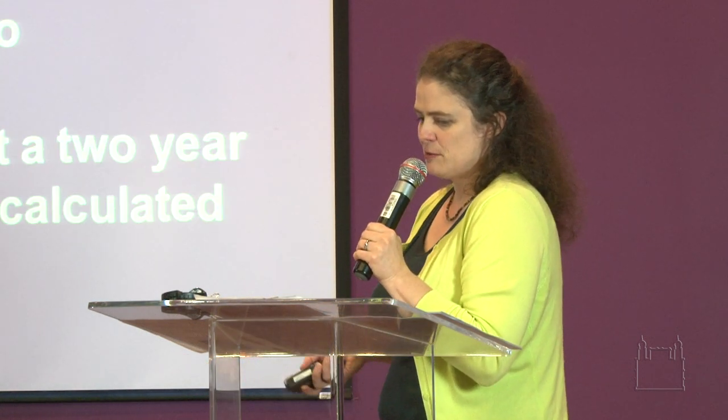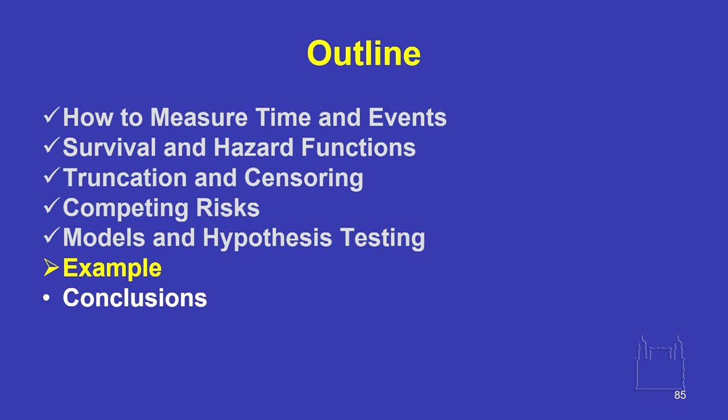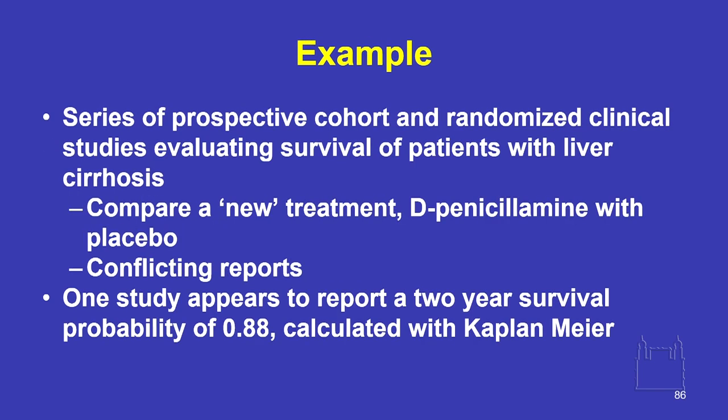So, examples. A series of prospective cohort and randomized studies went on looking at survival of patients with liver cirrhosis. This was going on in the 1980s, 1990s. I like to talk about old studies because they get me in less trouble. But sometimes I talk about new ones. So this one, I'm comparing this new treatment with placebo. There are all these conflicting reports in the literature. And this one study gets published. They say we got a 2-year survival probability of 0.88, and they used a Kaplan-Meier.